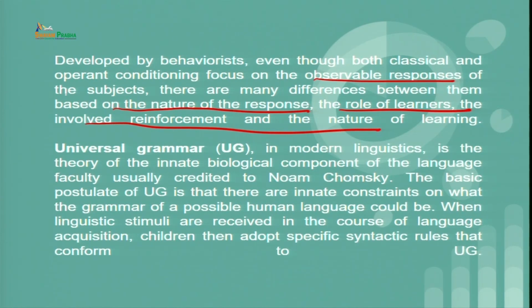opposing these two kinds of conditioning, there comes universal grammar. And universal grammar says that in modern linguistics there is an innate biological component of the language faculty. This theory is usually credited to Professor Noam Chomsky, and the basic postulate of universal grammar is that there are innate constraints on what the grammar of a possible human language could be. So when linguistic stimuli are received in the course of language acquisition, children then adopt specific syntactic rules that conform to universal grammar. So language is something which is already innate, especially when it comes to native language.